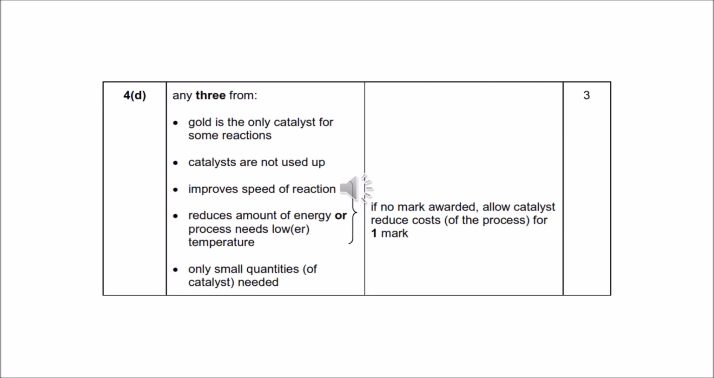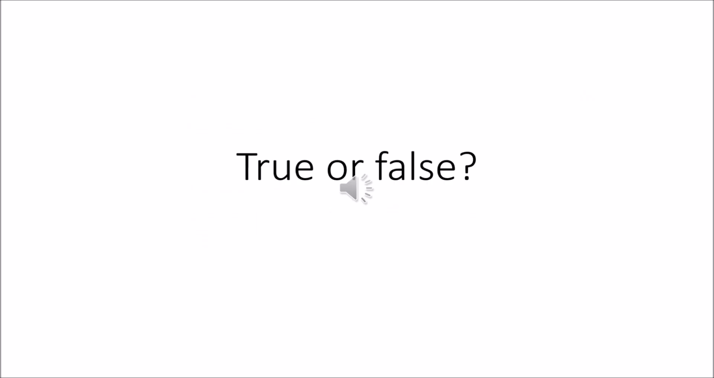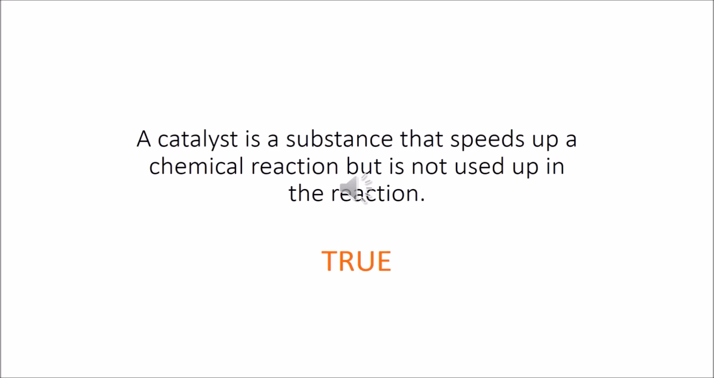Right, now you can compare your answers with any of the 3 following answers written on this PowerPoint and mark your work accurately. The following will be a true or false quiz. Right, you can write down your answer in your book. So quiz number 1: a catalyst is a substance that speeds up a chemical reaction but is not used up in the reaction. Write down if it's true or false.